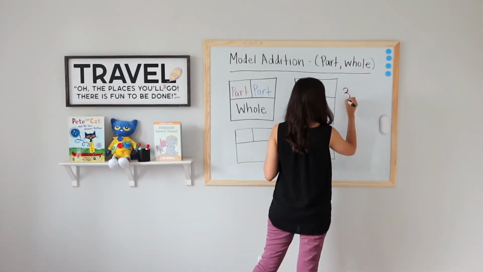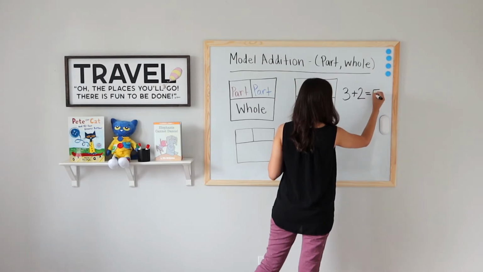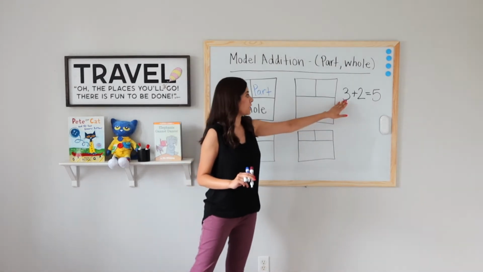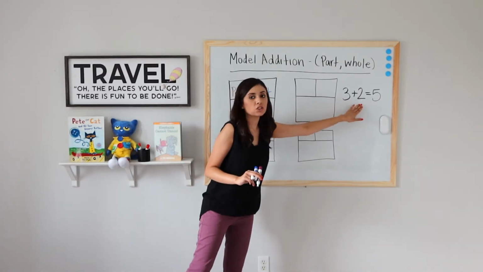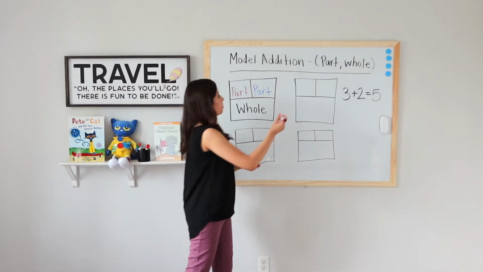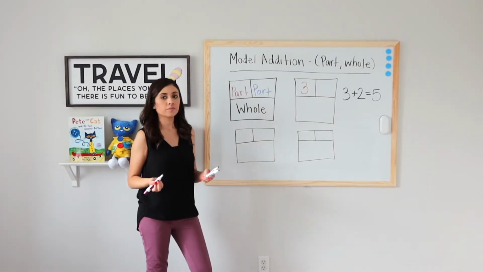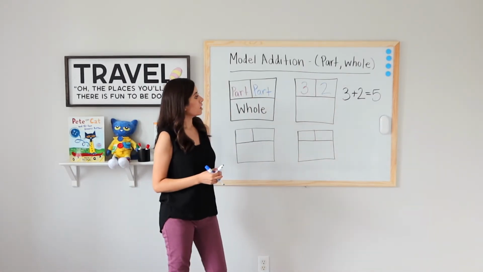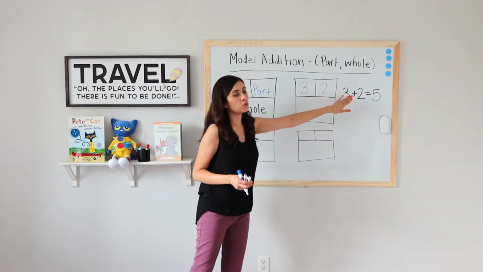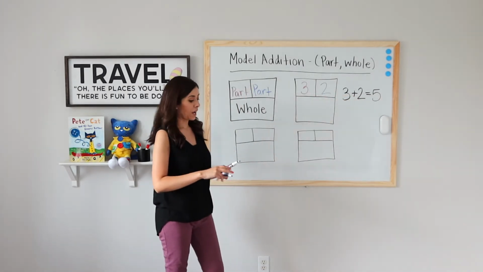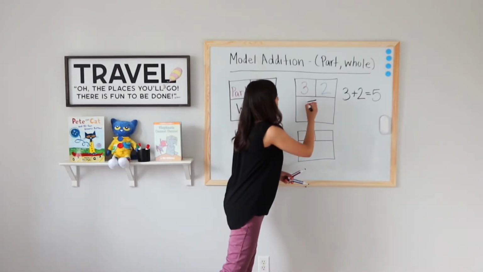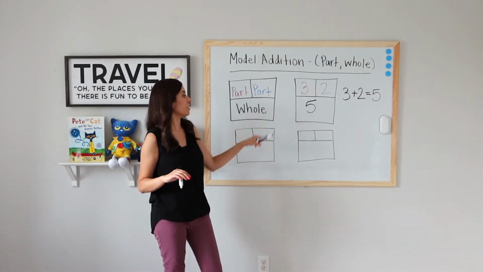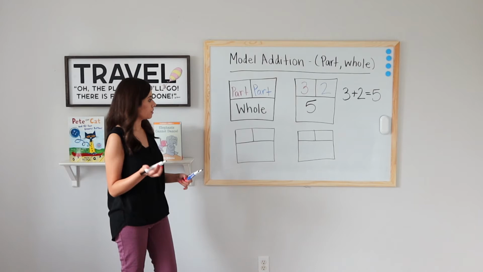So I have 3 plus 2 equals 5. Okay, so what numbers are being added? Those are my parts, 3 and 2. So I'm going to put my 3 in one box, my 2 in the other, and we know that 3 plus 2 equals 5. So when I add 3 and 2, I get a total of 5. And what is 5? 5 is my whole. Okay? Very good. Let's try another one.